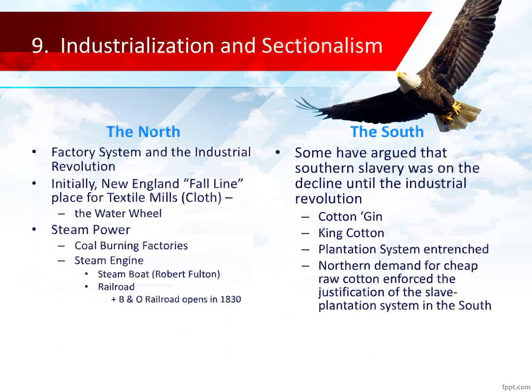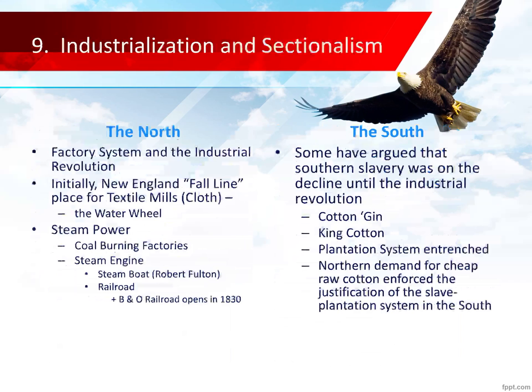Industrialization and sectionalism. In the North, you're going to begin to have factories come out. And the main product that's going to cause factories to be built during this time period are textiles. Textiles are the making of cloth. And you're going to have textile mills begin to develop along the fall line on all these small New England rivers. Remember when we did the map of New England? There were a whole bunch of rivers, okay? Each of those rivers have a waterfall.